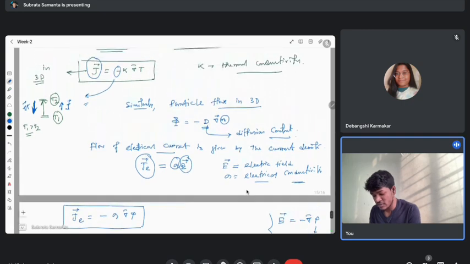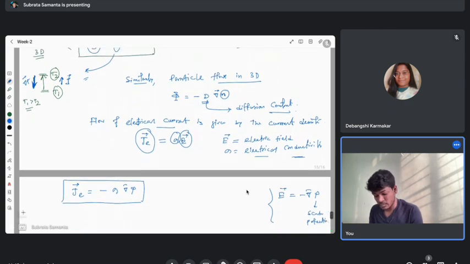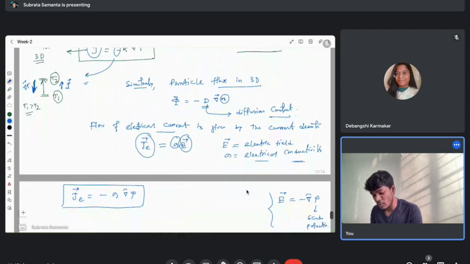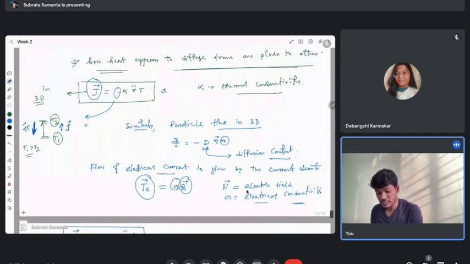Okay, so J equals minus kappa grad T, J equals minus D grad n, and J equals minus sigma grad phi. So we can relate that all these equations have a mathematical similarity, right? So it's like a diffusion equation. This is also like a diffusion equation. This is also like a diffusion equation. Okay.